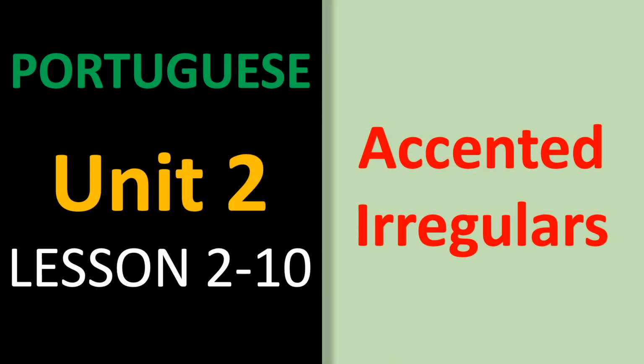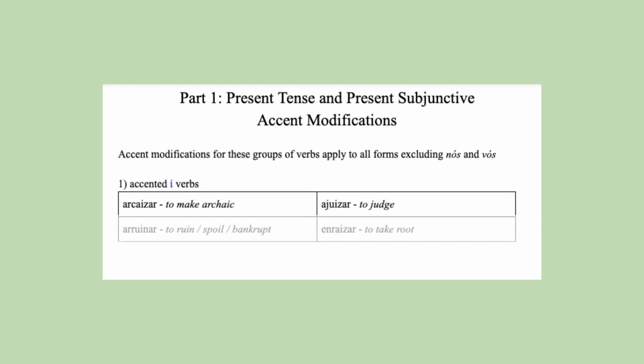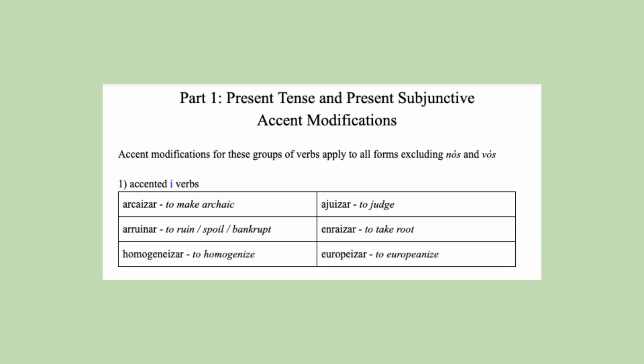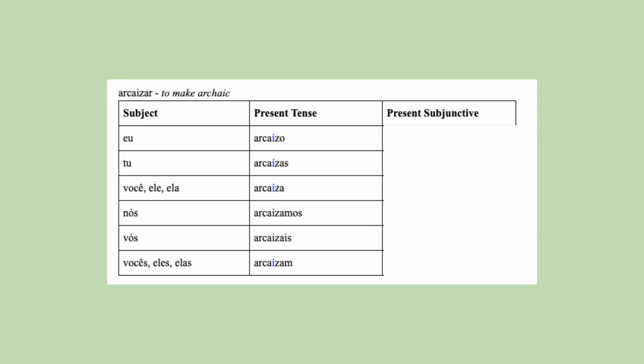This lesson covers verbs whose only irregularities are slight accent modifications. These first few groups of verbs have accent modifications in the present tense and present subjunctive. These verbs have an acute accent over the I in all present tense and present subjunctive forms except nos and vos. The verb arcaizar as an example.